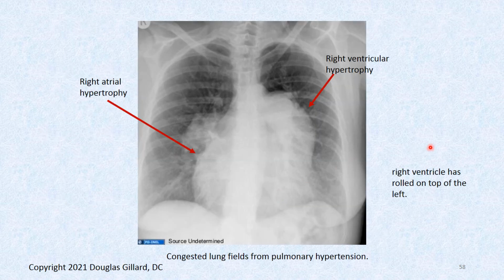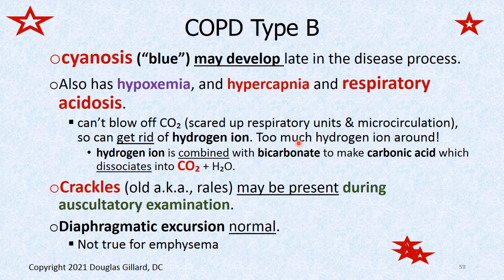Right, so here's somebody with pulmonary hypertension and congestion of the lung fields. And yeah, this is normal lung tissue up here, but that's about it. This is way too thick. And the heart looks crazy. It's rolled over, so the right ventricle has rolled over kind of counterclockwise from a superior to inferior view. And we have the right ventricle here. The right atrium is huge. And yeah, that's no good.